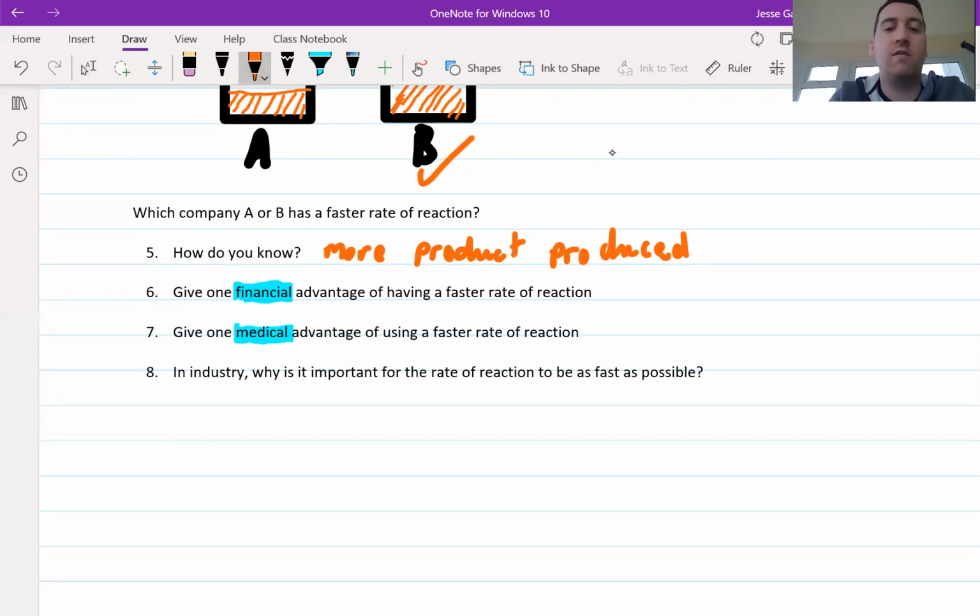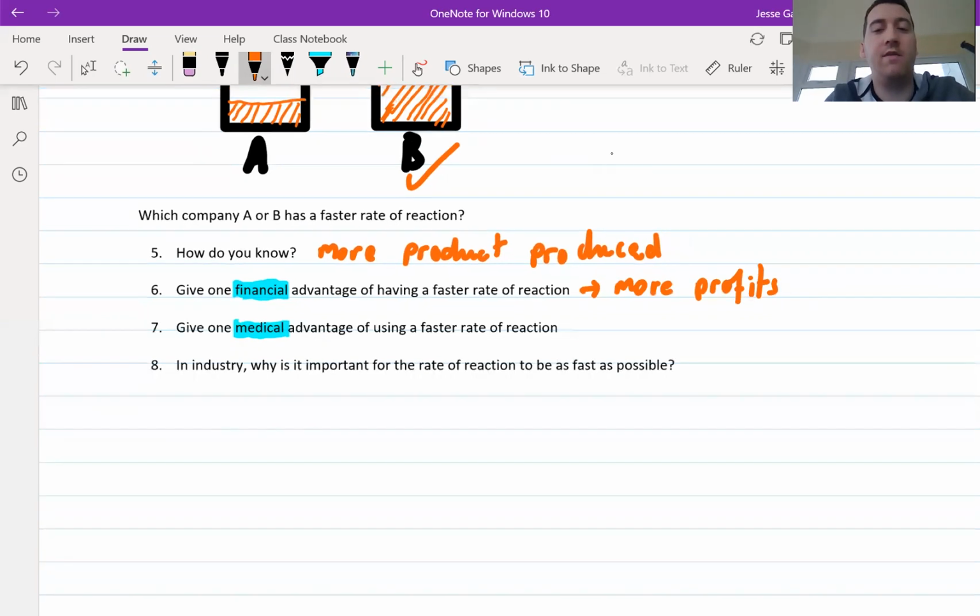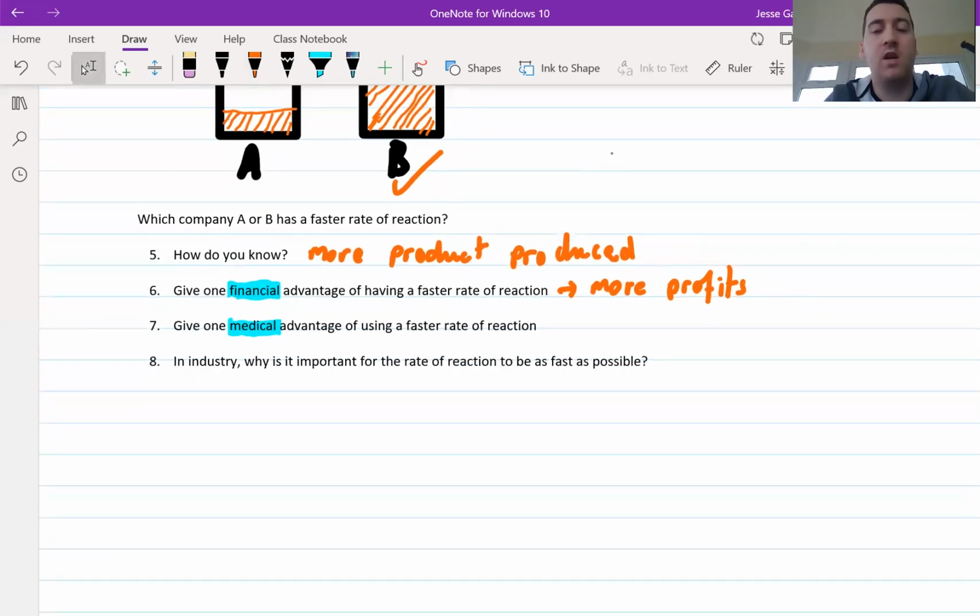Okay, so one financial advantage of having a faster rate of reaction is you've got more product to sell, so you can make more profits. More profits from more product. Okay, if you've got more product, you can make more profits. So I'm only writing the words more profits. You should have a full sentence that includes the phrase more profits. Okay, so if you produce more products, you can produce more profits.